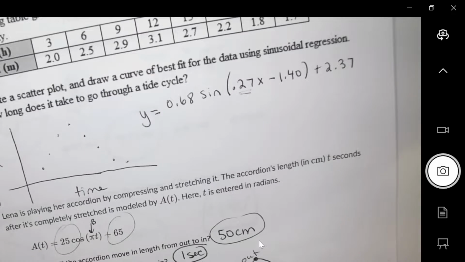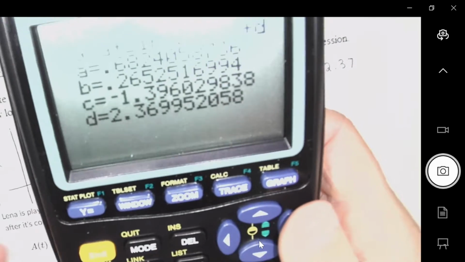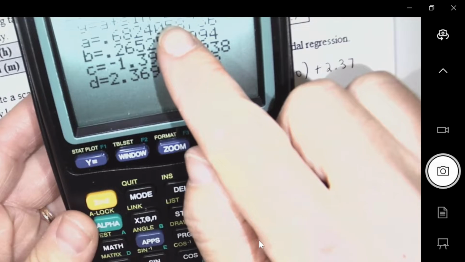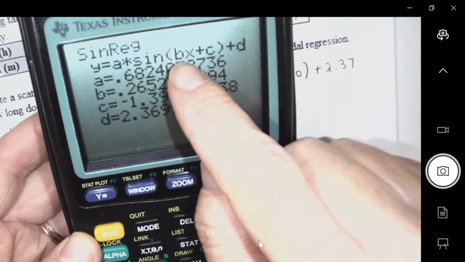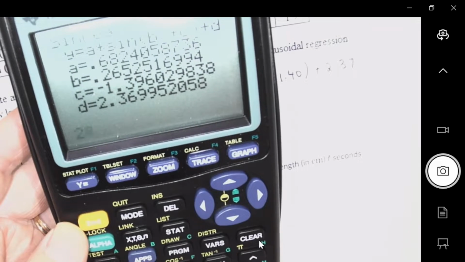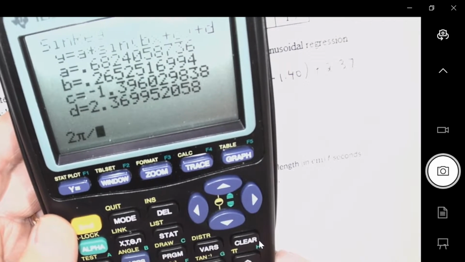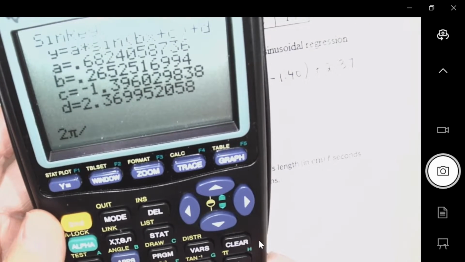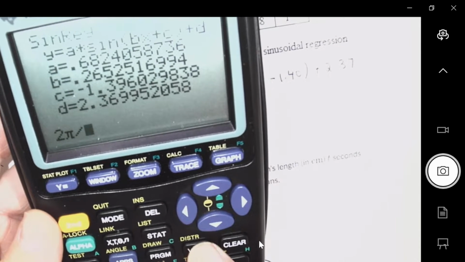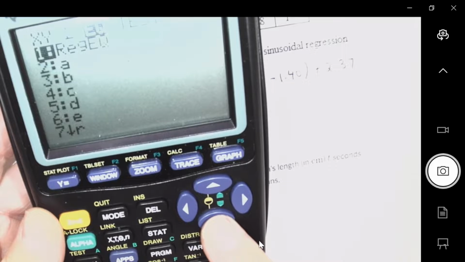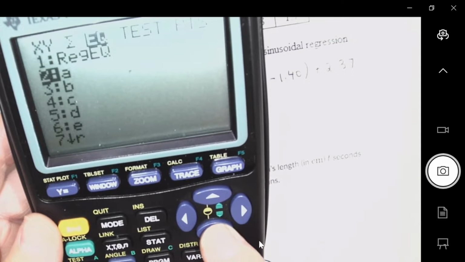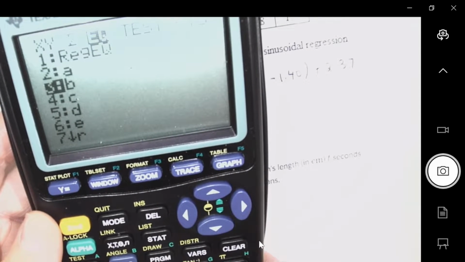Oh, wait a second here. I'm going to try something. I've never done it before. So that is the B number, right? 2 pi divided by, now watch, let's see if this works. Vars stats under the equation, do you think it will just enter the B value that's there?